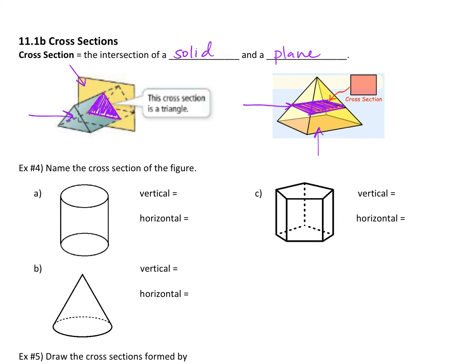Maybe tell your neighbor right now what you think the cross section would be if I went through this figure vertically. So if I cut through the same way this one cut through, what shape do you think you would get on that figure? Tell your neighbor. Did you all say triangle? That would be a triangle if we went through vertically.